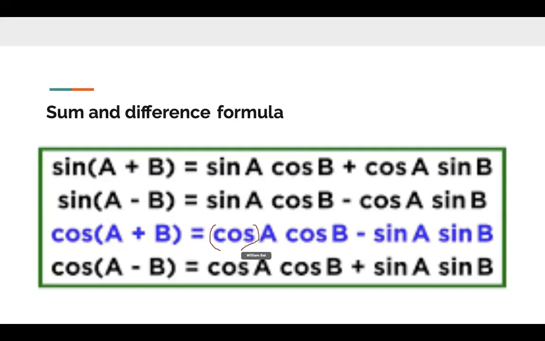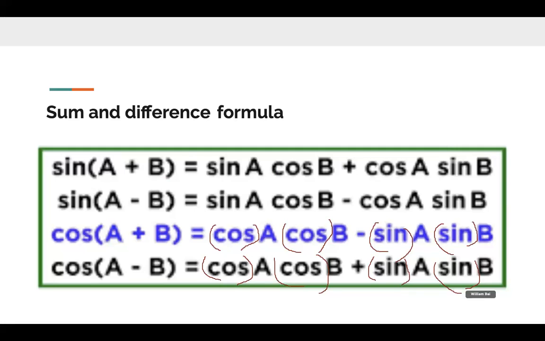You see cosines on one side and sines on the other, right? For cosines, cosines are all on one side, sines are all on the other. And same for a plus b and a minus b. There are always cosines on one side and sines on the other.